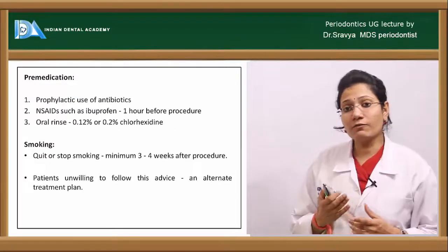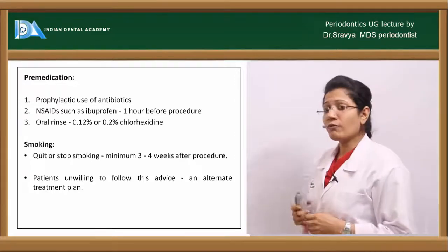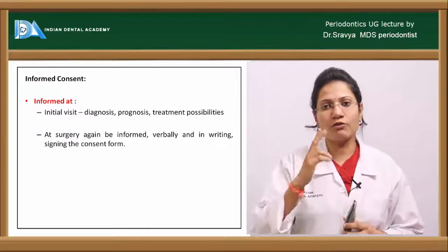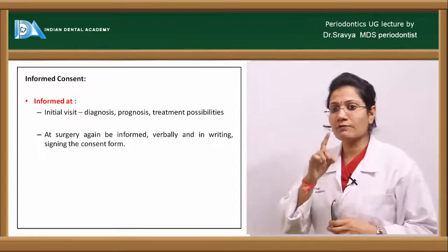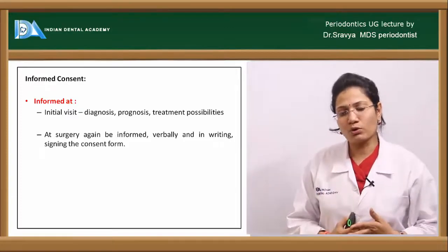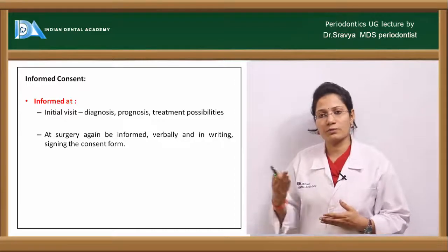Now next comes informed consent. All these are a part of your patient preparation. Now, what is an informed consent? You have to take an informed consent at two particular visits. First is at the initial visit where you diagnose the case, you determine the prognosis and you draw a treatment plan for the patient. Now you tell the patient that you are suffering from so and so disease.